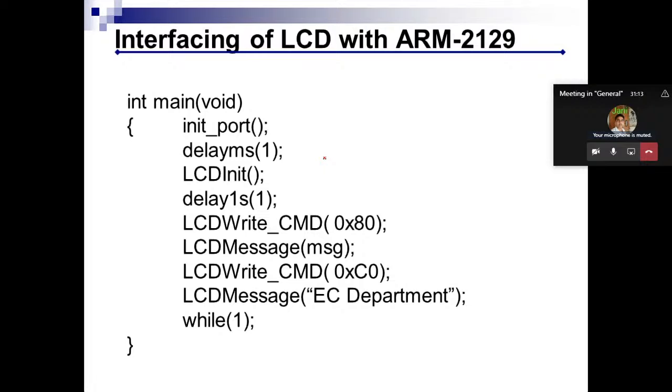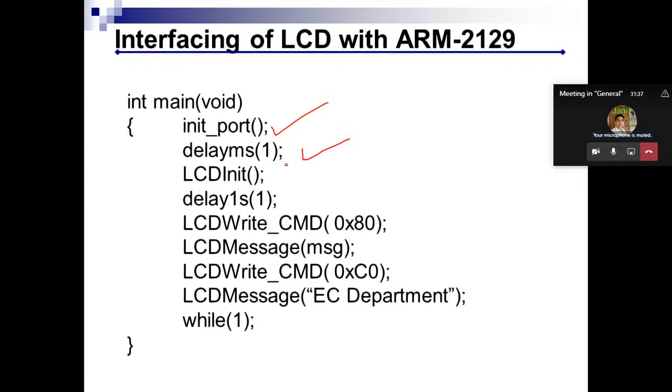So this is actually our main program. To make our main program very simple, we have written all the different routines, so our main program is now very small. First of all, initialize port. Port 0 and port 1 pins, which we are using to interface the LCD, are declared as output pins in this initialization.